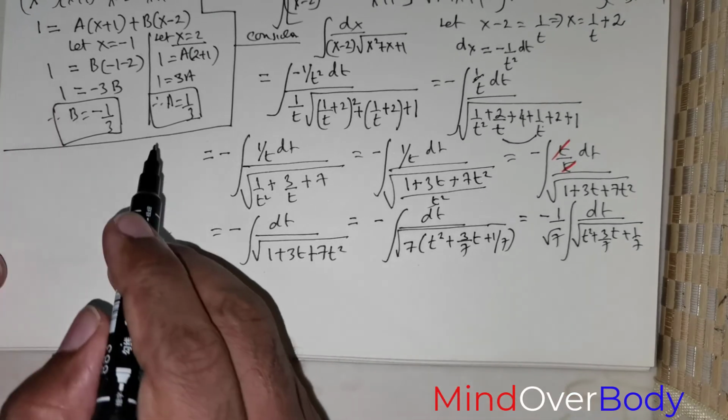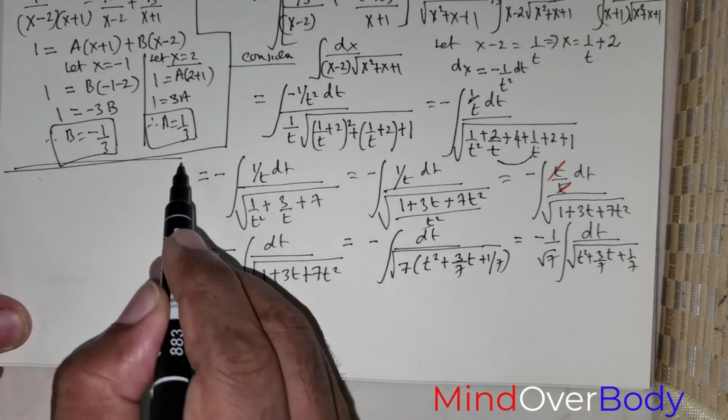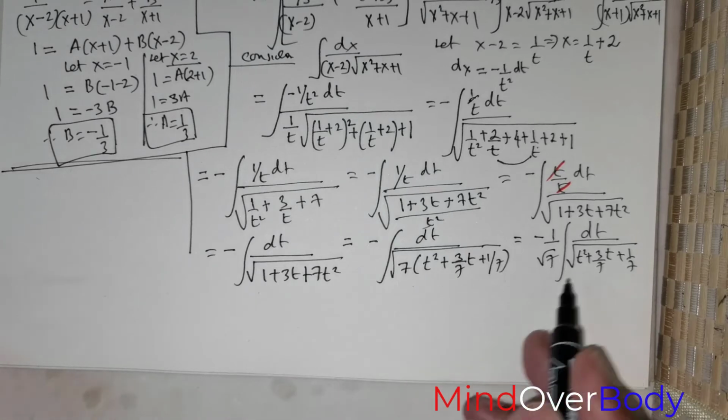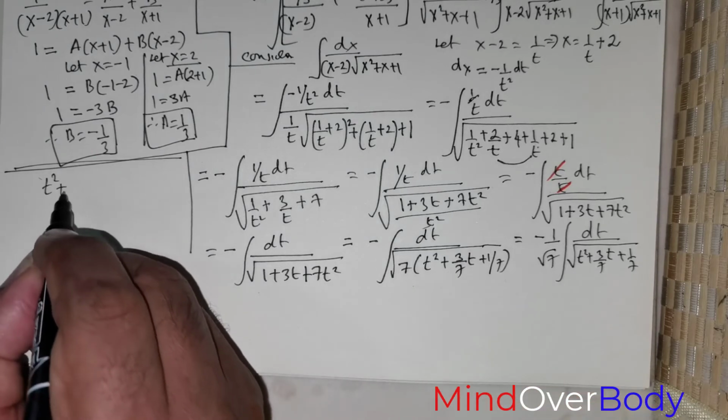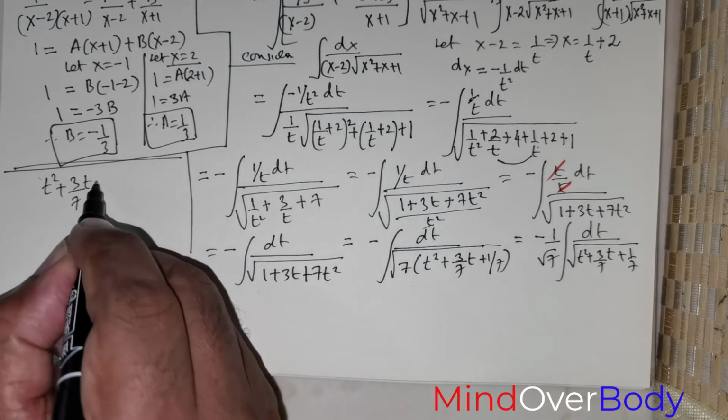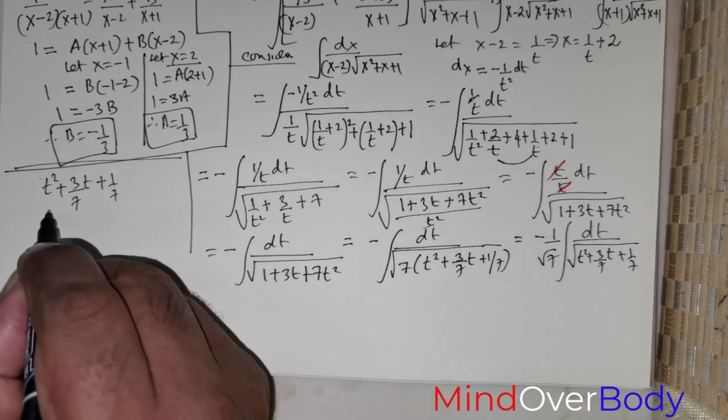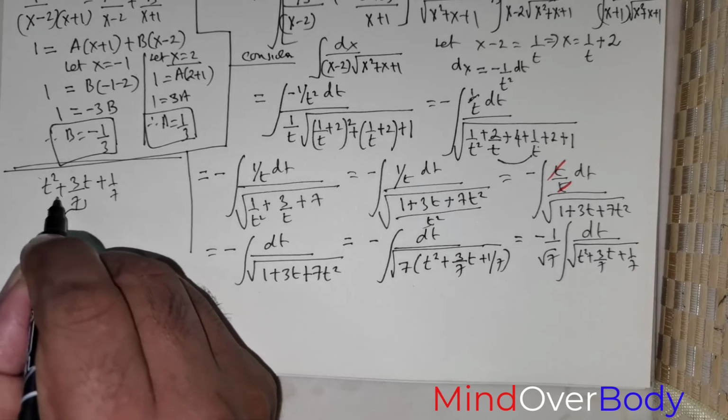Now what I wish to do is use perfect squares to represent this quantity. So I've got t² + 3/7 t + 1/7. Now let me just club these two things.